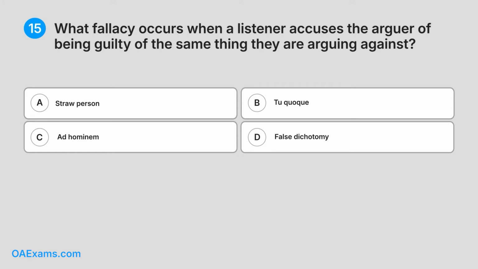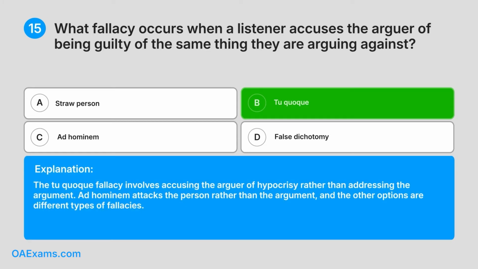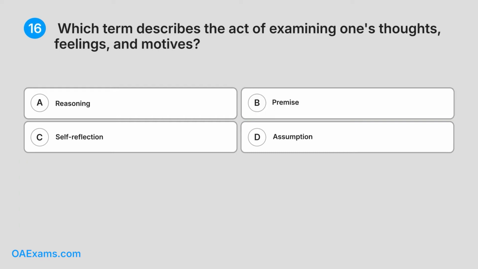Correct answer. B. Tu quoque. Explanation. The tu quoque fallacy involves accusing the arguer of hypocrisy rather than addressing the argument. Ad hominem attacks the person rather than the argument, and the other options are different types of fallacies.